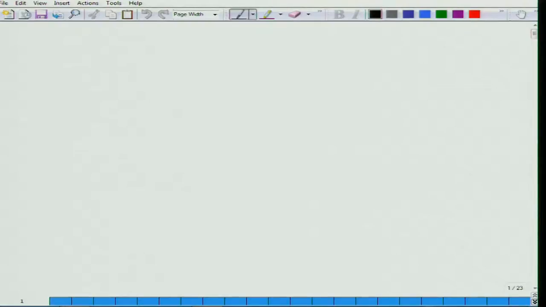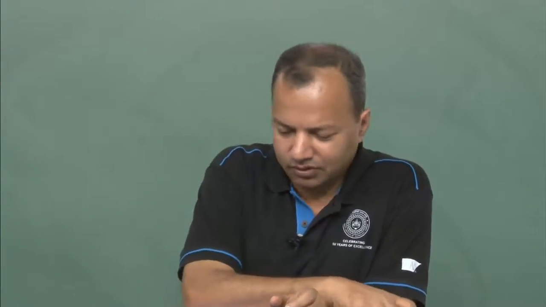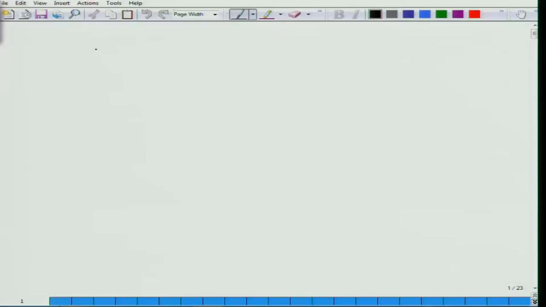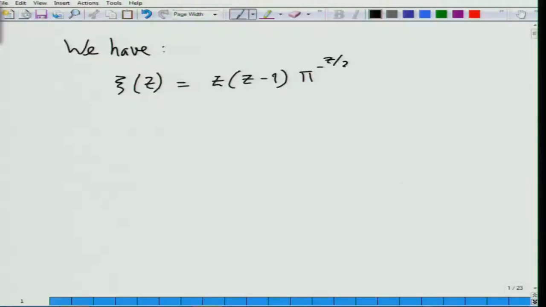So let's continue with our investigation into psi. And before I dive into this a little more, let's first clearly understand what we want out of psi. As we know that psi z is z(z minus 1) pi to the minus z by 2, gamma z by 2, zeta z. Our eventual target is to estimate log zeta prime over zeta.